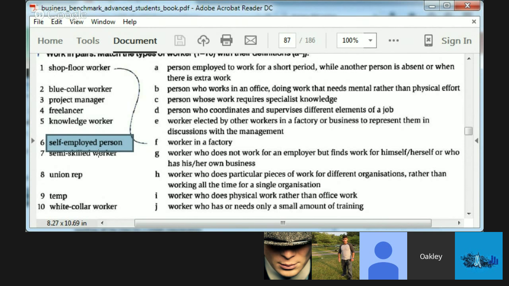They're very similar. A freelancer is often self-employed, so H might be better for freelancer, worker who does particular pieces of work for different organizations rather than working all the time for a single organization. So a freelancer is self-employed, actually. They just work for companies on a contract basis. Sometimes they're contracted to do a piece of work. Sometimes they do the work and then sell it. So I guess that makes them self-employed. So they're very similar in any case.